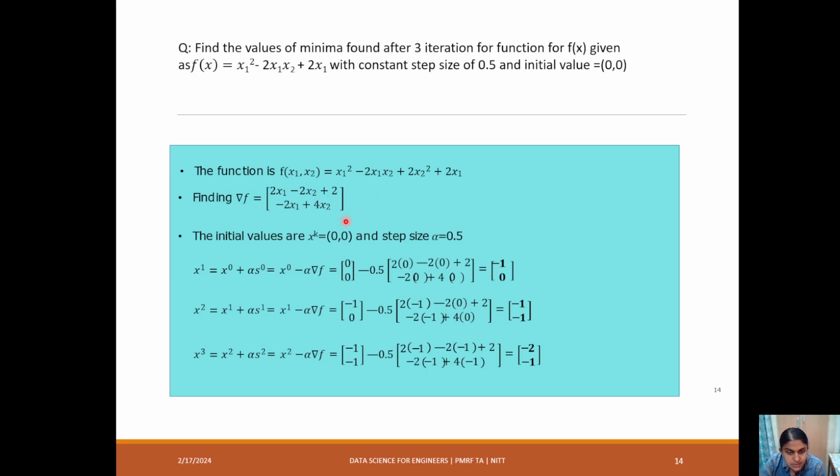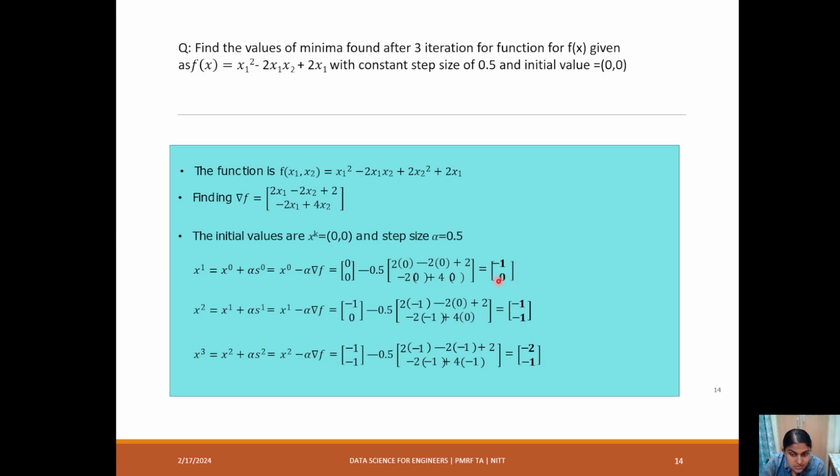Then you can take the initial values as 0 0, which is given, and step size alpha equal to 0.5. So x1, the next value, is given by x0 plus alpha into s0. That means x0 minus alpha into del f, because s0 is the negative gradient of f, right? So 0 0 minus 0.5, then del f we have already found out. We'll put the initial condition here.